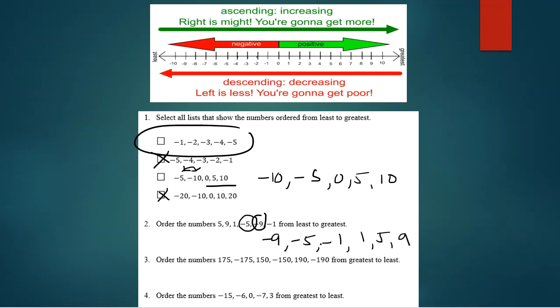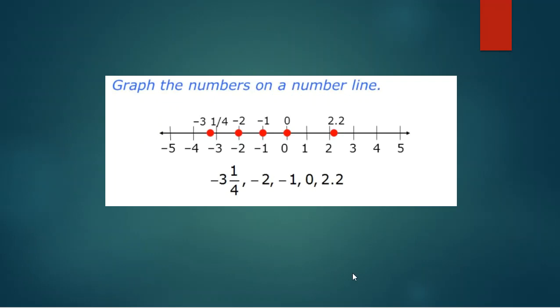Okay, so I'm going to go ahead and skip ahead. I think you guys probably understand how to order integers. We need to talk about how to order rational negative numbers, which is just the same as ordering integers.